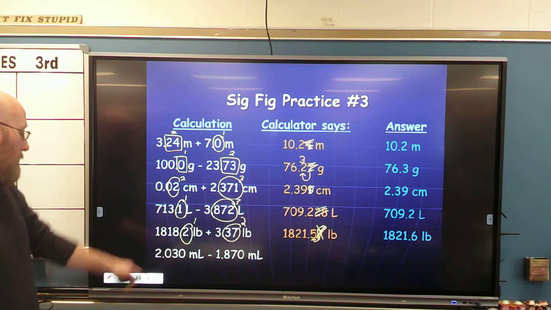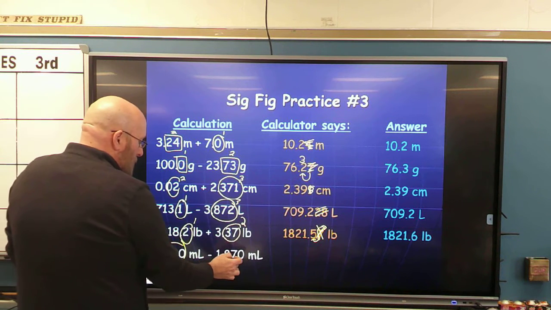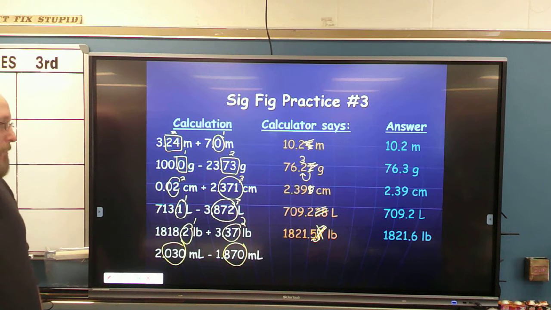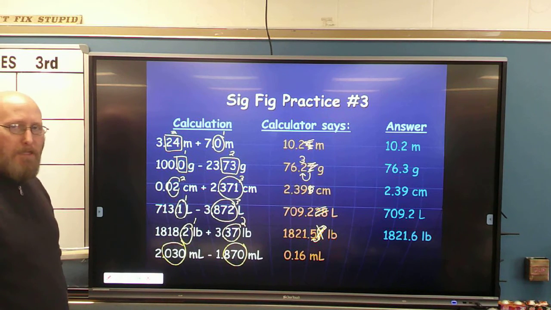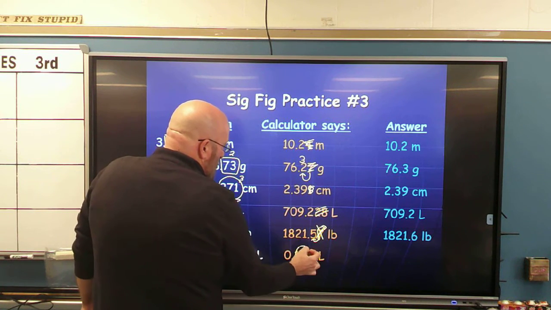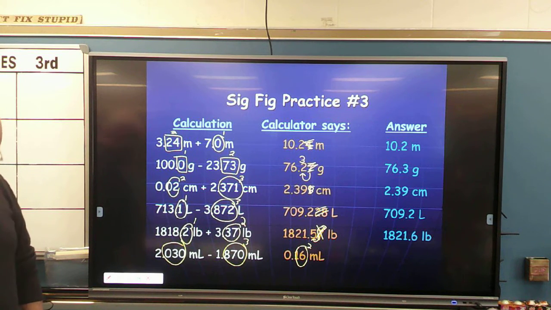Now, 2.030 milliliters, 3 decimals, minus 1.870 milliliters, 3. So they both have the same, don't they? But look at the answer. When you plug it in the calculator, it says 0.16 milliliters. That's kind of odd. 3 decimals here, but right now I only got 2. So this is one of the weird cases where we actually add another decimal. How do we do that? Really simply. We just put a 0. 0.160 milliliters.